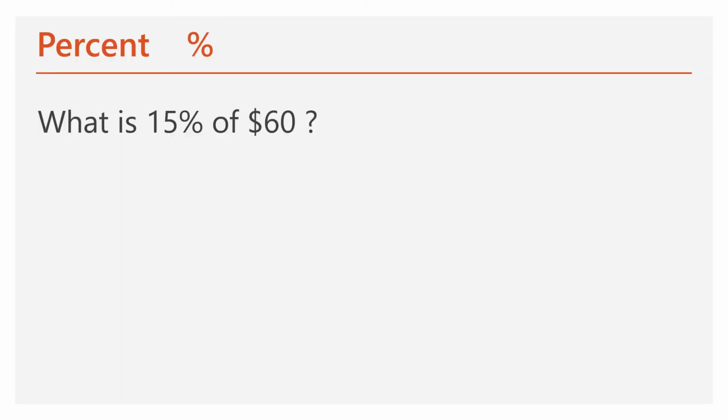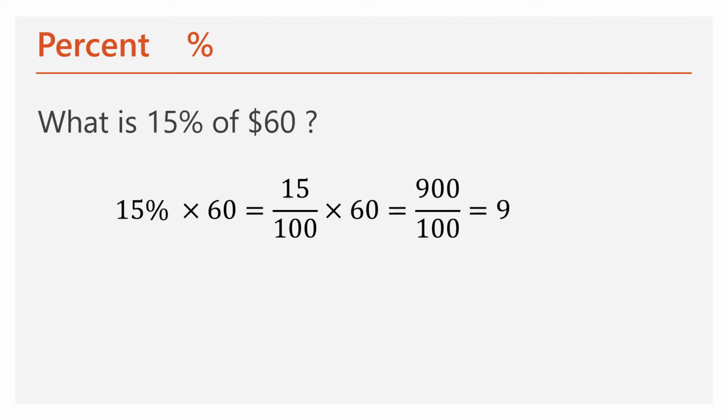A percent is part of something, split into 100 pieces. Example. A customer wants to tip 15% on a restaurant bill that is $60. What is the tip amount? To find the tip, we need to multiply the percent by the price of the restaurant bill. 15% is 15 divided by 100. If we multiply 15 hundredths by 60, the answer is $9. This is the amount of the tip.